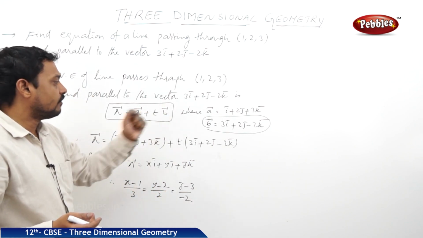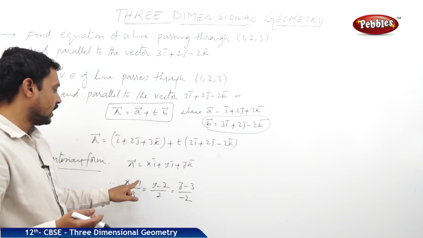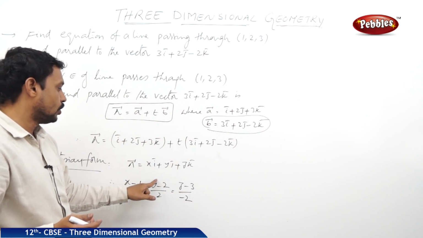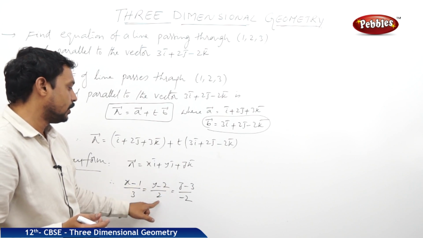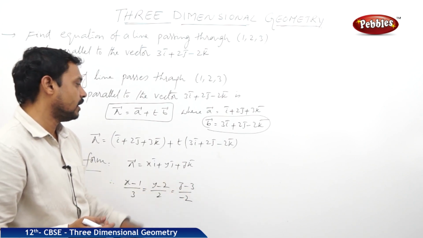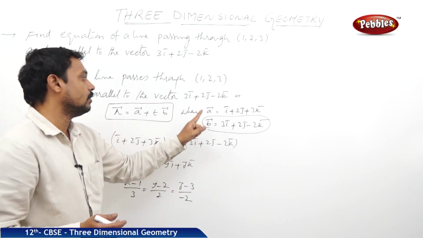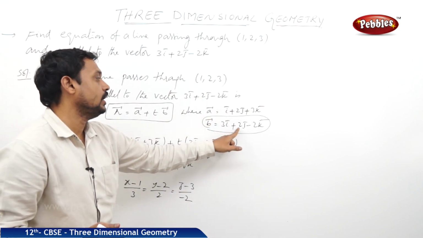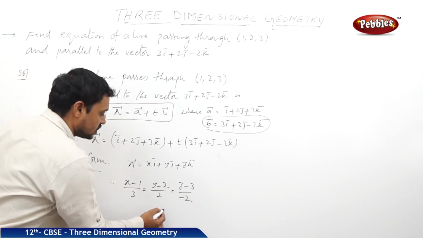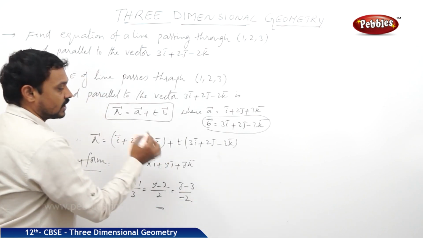when one point and one parallel vector are given: x minus a1 by b1 is equal to y minus a2 by b2 is equal to z minus a3 by b3, where a1, a2, a3 equal 1, 2, 3, and b1, b2, b3 equal 3, 2, minus 2. So this is the Cartesian form. It is the vector form.